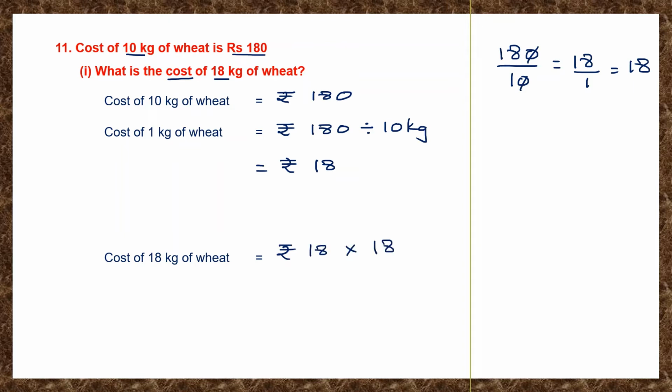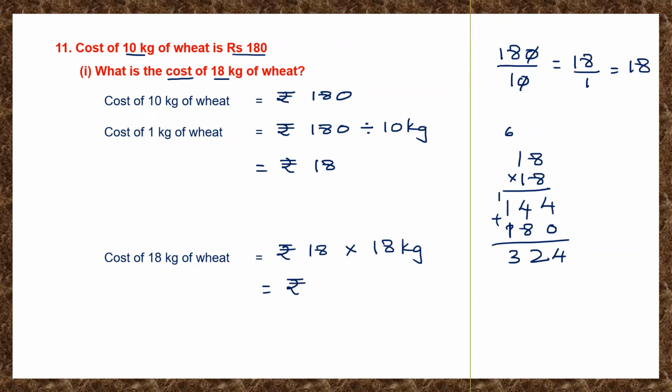So now we have to multiply. Now this is 18 kg. Let's multiply 18 into 18. 8 8s are 64, carry 6. 8 ones are 8 plus 6 is 14. Second step, 1 eights are 8, 1 ones are 1. So plus 4, 4 plus 8 is 12, carry 1, 1, 2, 3. So I've got 324 as the cost of 18 kgs of wheat. So what is the cost here? Rupees 324. This is for 18 kgs of wheat.